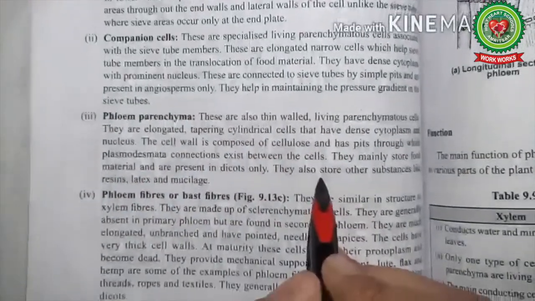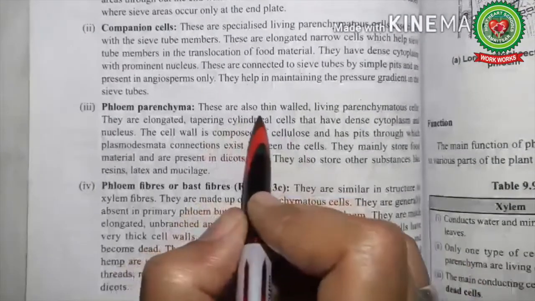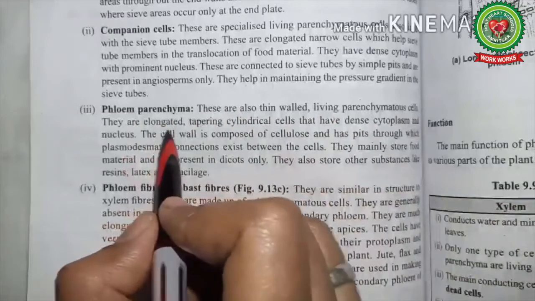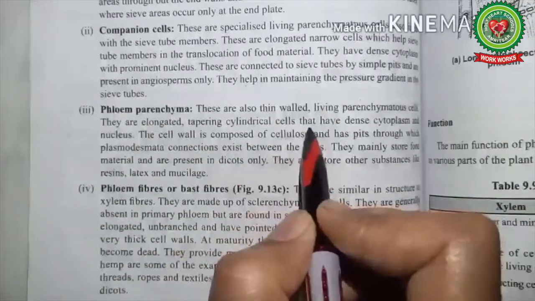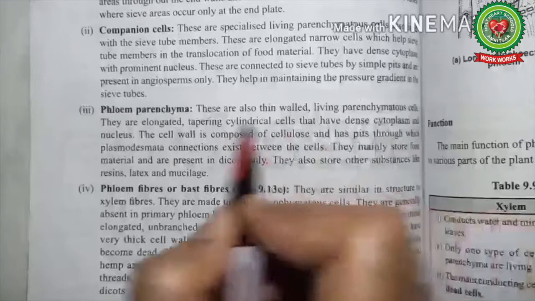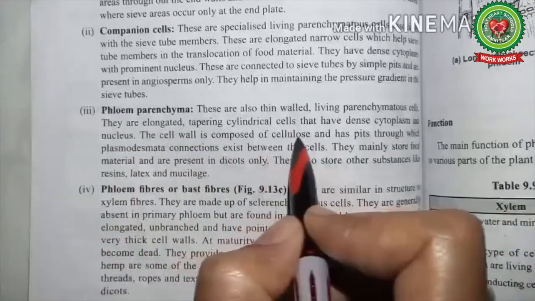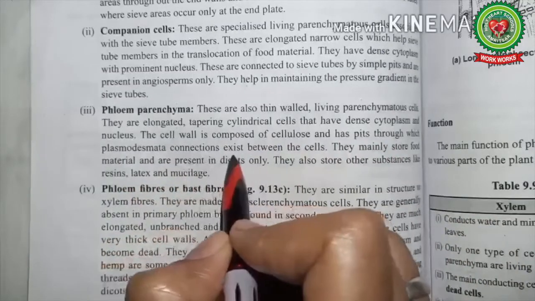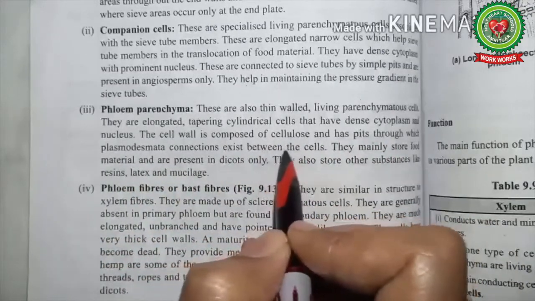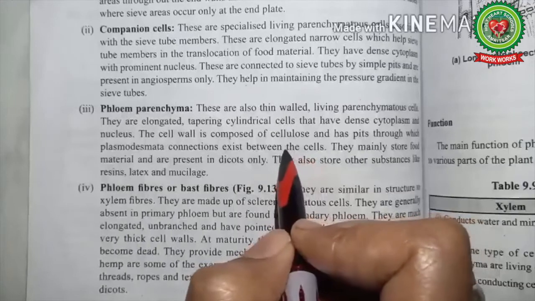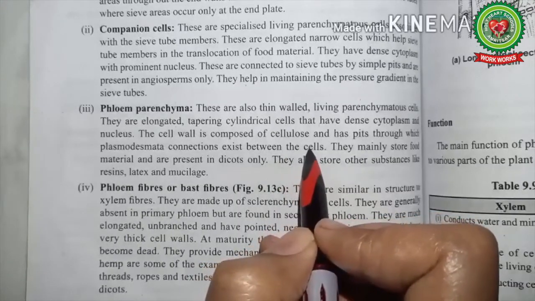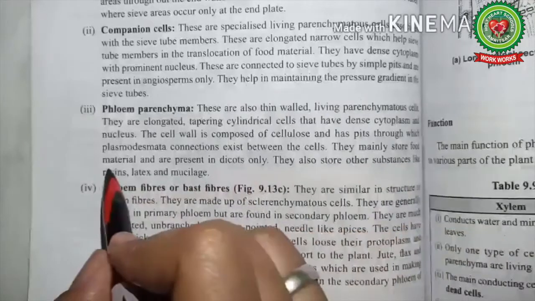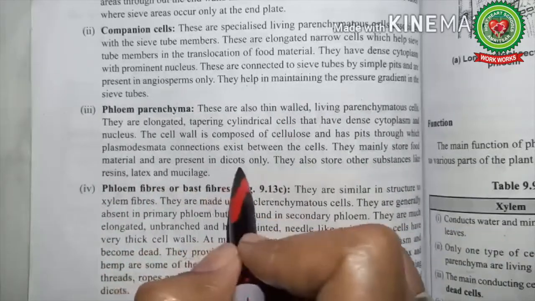Phloem parenchyma. Phloem parenchymas are thin-walled living parenchyma cells. They are elongated, tapering, cylindrical cells that have a dense cytoplasm and a nucleus. The cell wall is composed of cellulose and has pits through which plasmodesmata connections exist between the cells, helping in lateral conduction, or sideways or radial conduction, of food. They mainly store food material and are present in dicots only.